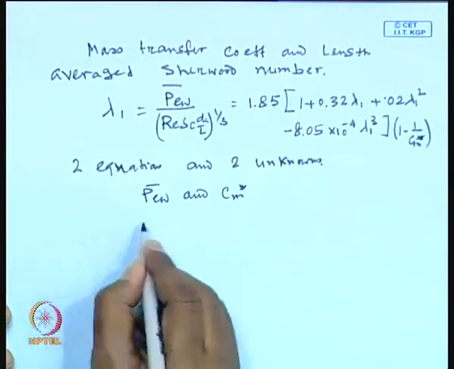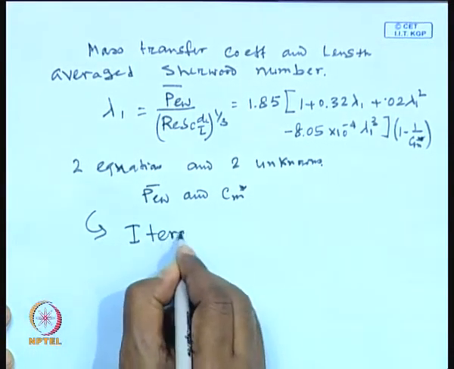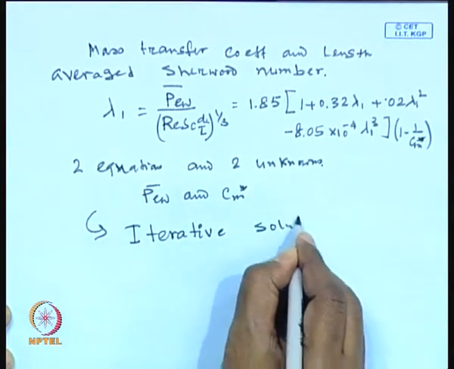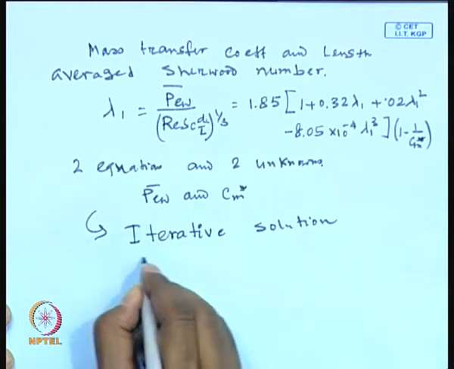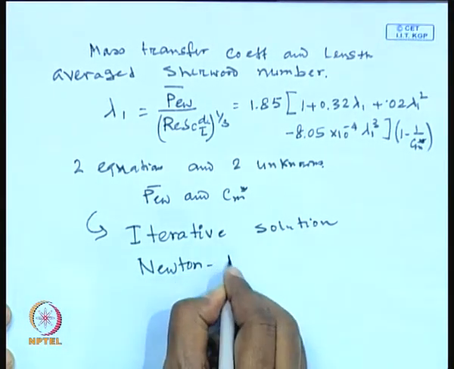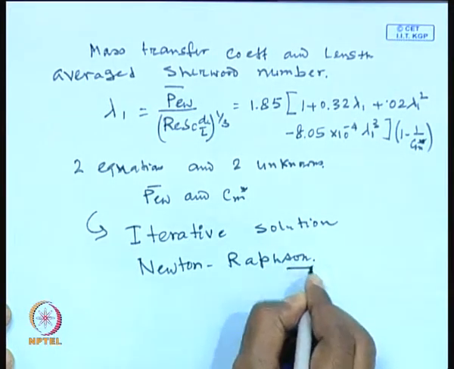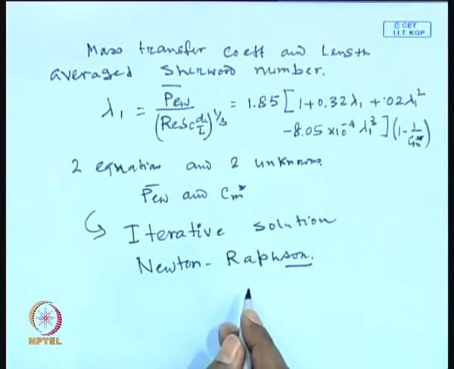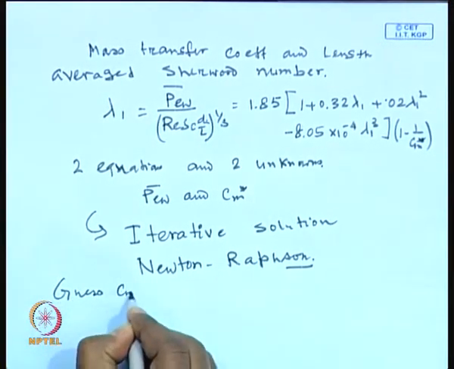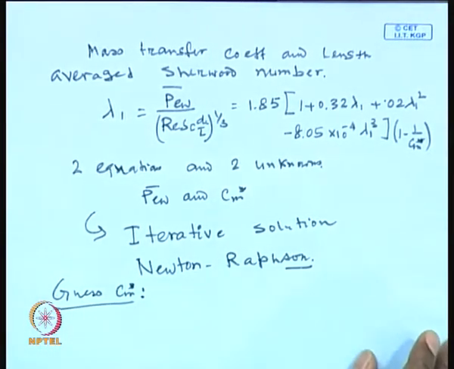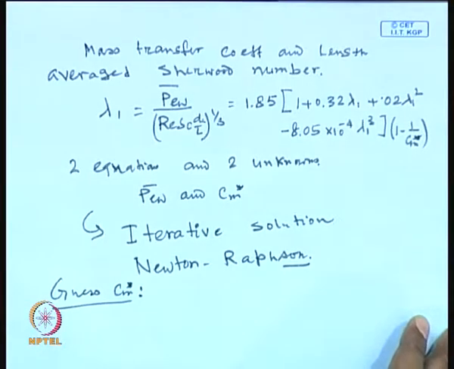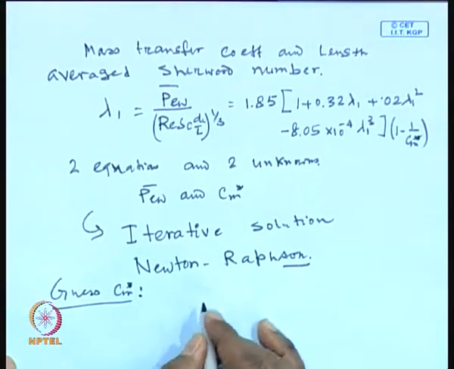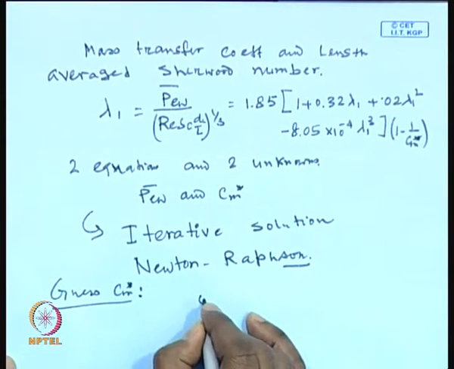You have to solve it by an iterative technique, maybe Newton-Raphson. With Newton-Raphson or any iterative solution, you should first guess a value of Cm star. What is a judicious guess of Cm star? The minimum value of Cm star will be 1, so Cm star has to be greater than 1. But what about lambda?